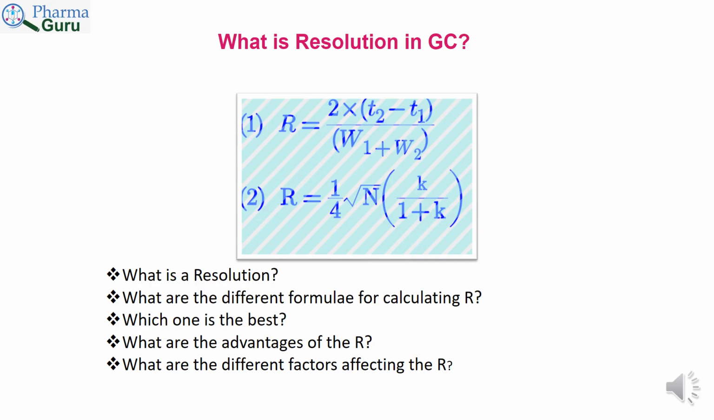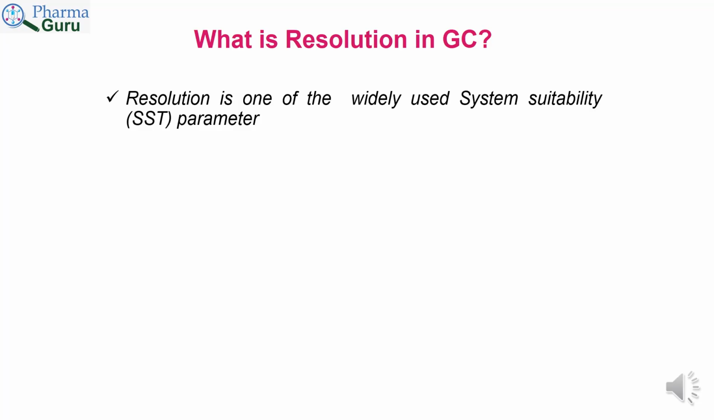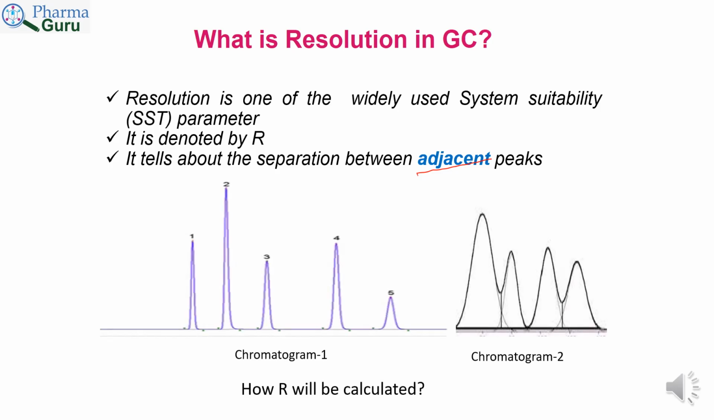Now coming to resolution. What is resolution in GC? Resolution is one of the widely used system suitability parameters and it is denoted by R. It tells about the separation between two adjacent peaks in the chromatogram. Adjacent word is very important. Now I am going to explain the same.